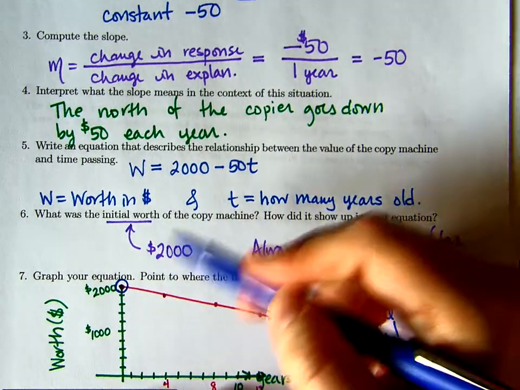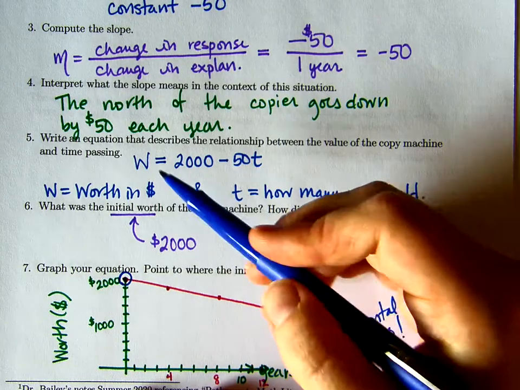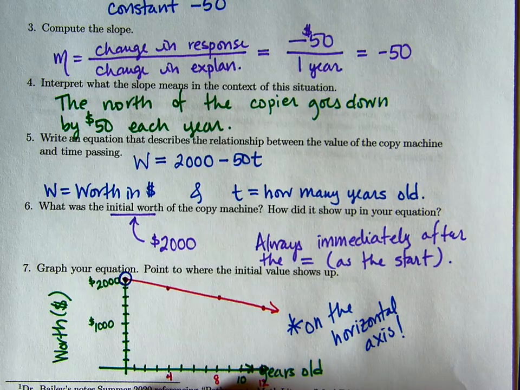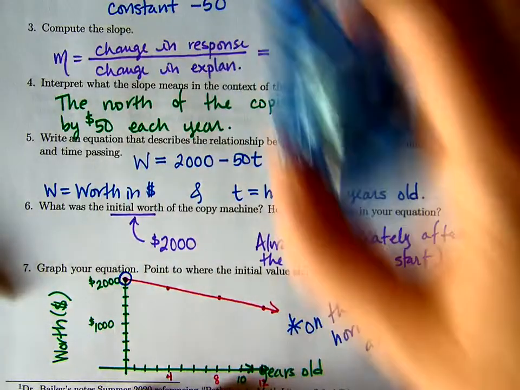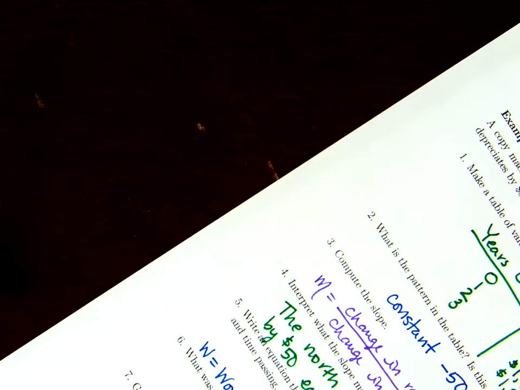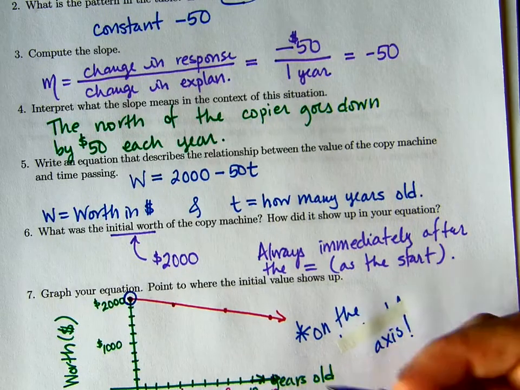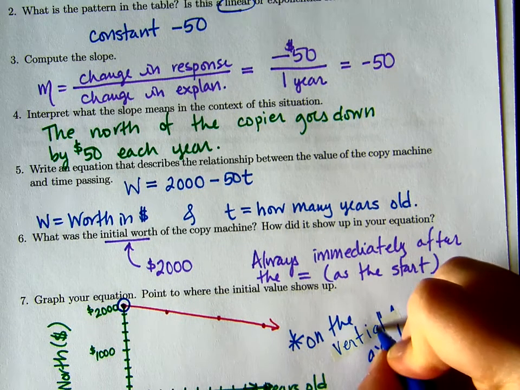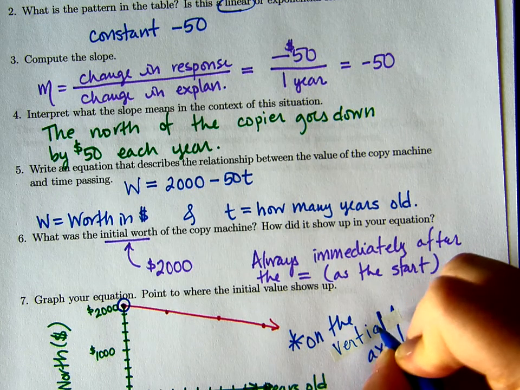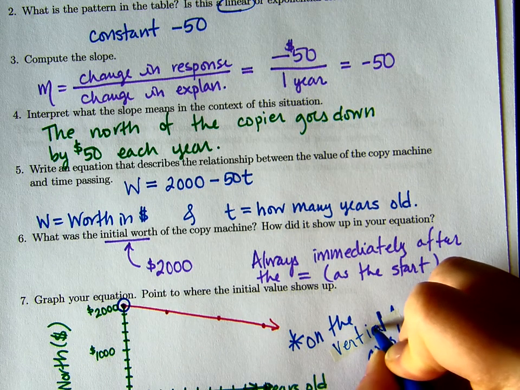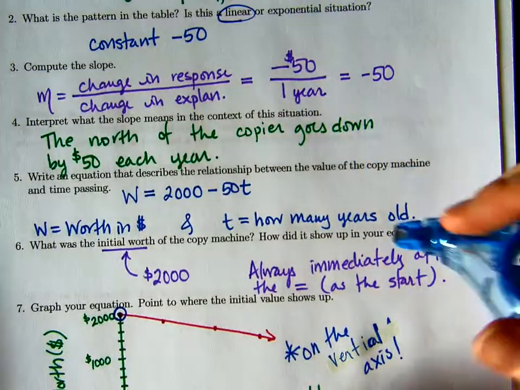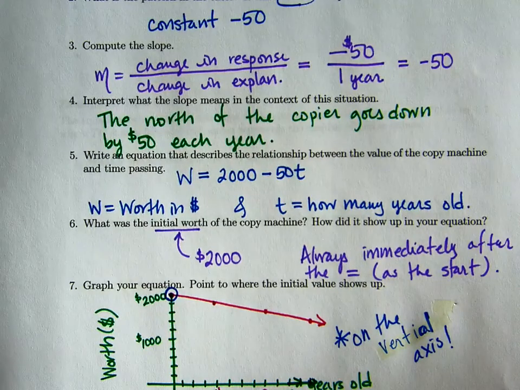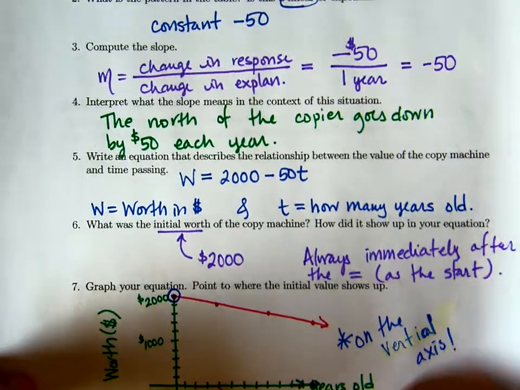So the initial worth or the initial value, the thing that comes immediately after the equals in our equations, is where it hits the horizontal. Darn it! For Pete's sake, that's not horizontal. Shenanigans on me. That would be a vertical line, my friends. Whoops! For a moment there, I forgot what was up and what was down and what was left and what was right. Vertical axes. All right.